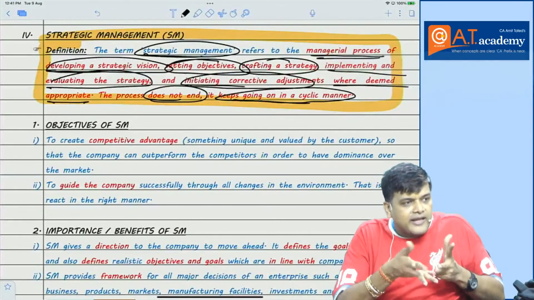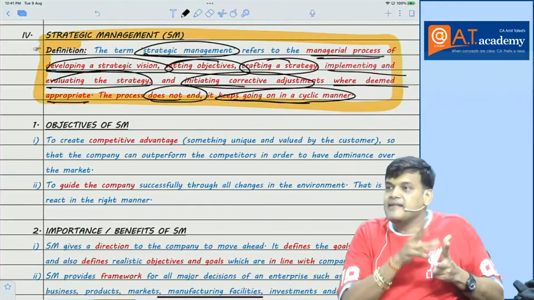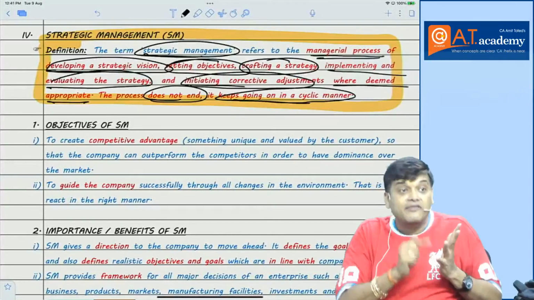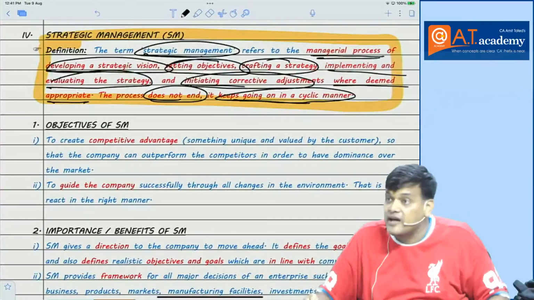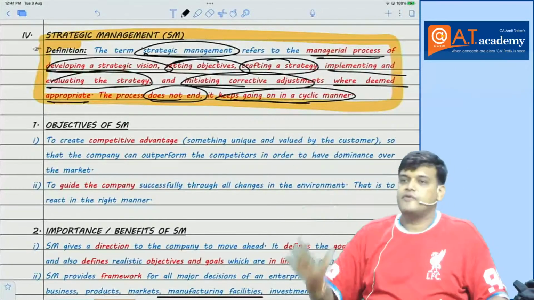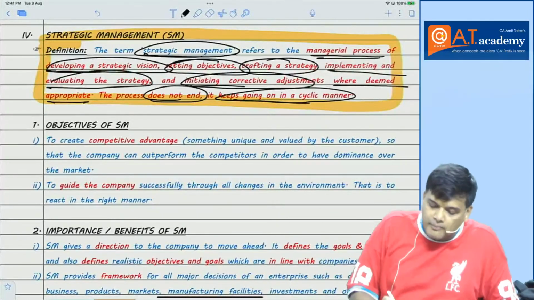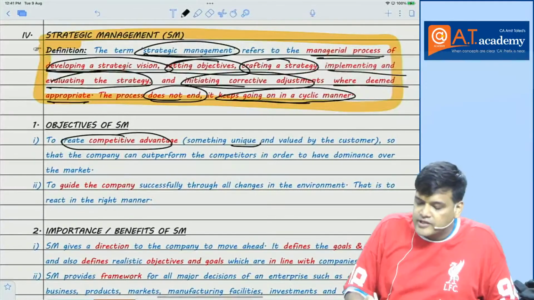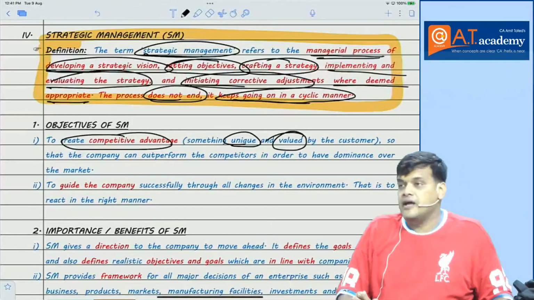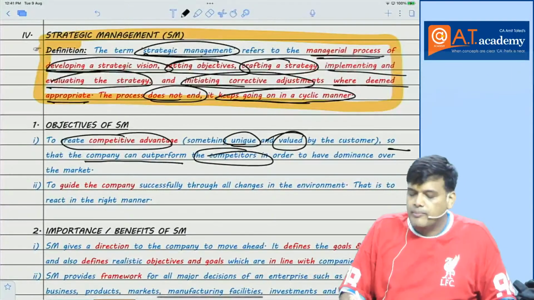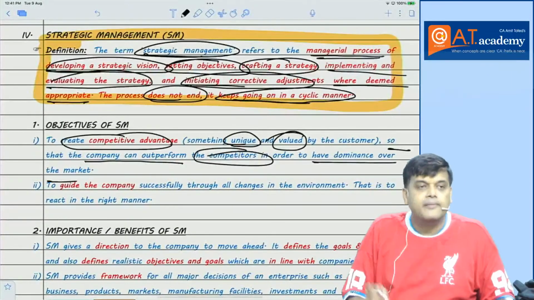In the 5 steps, okay, is Amit Adir formulating strategy? Is he directly formulating or is he doing analysis? Analysis, then he is formulating. And do you think Amit Adir is evaluating strategies? Evaluating means he is adapting to the scenario, na? So what are the two objectives of SM? First is to create competitive advantage which is unique and valued by customers, so that the company can outperform the competitors to have dominance over the market.